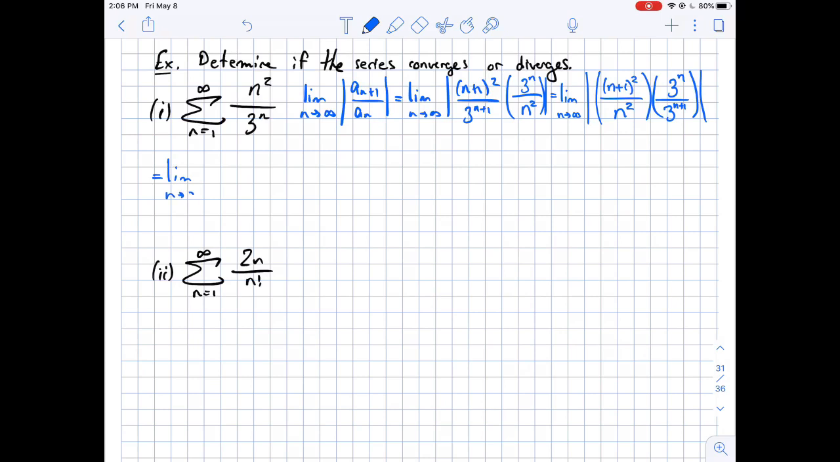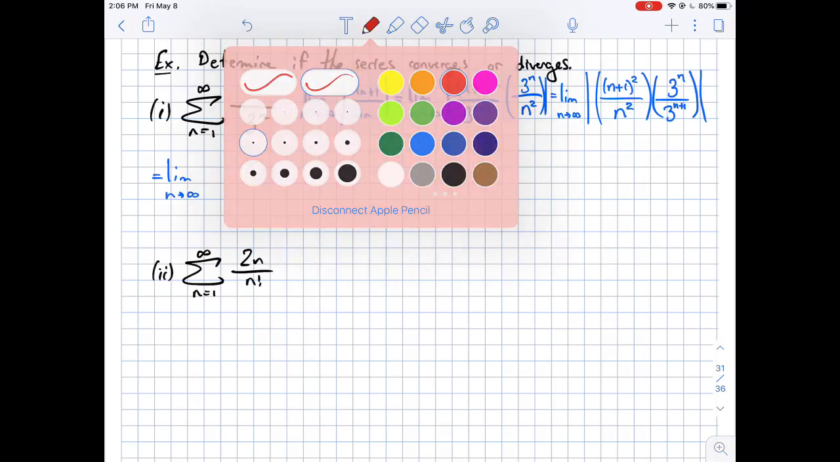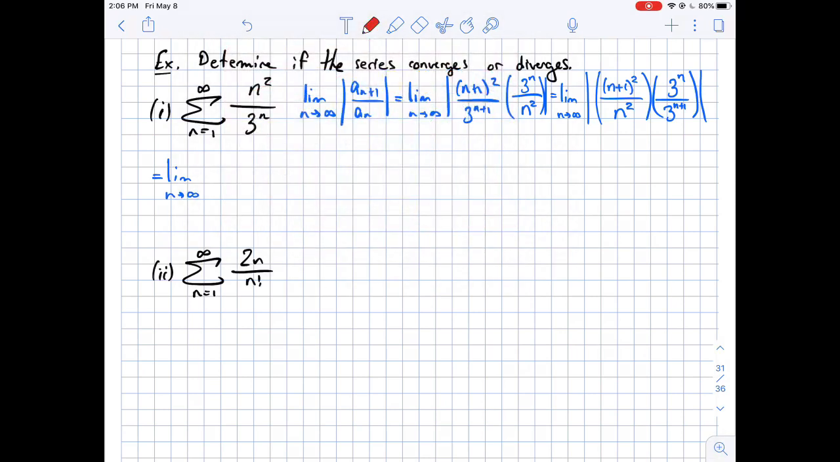And now, once you have it like this, you're just going to simplify it, and look at this limit separately from the other. The first one over here, the second one, I can cancel the 3 to the n with 3 to the n plus 1, and that's just going to leave me with 3 to the power of 1. So I have 1/3 there at the end.